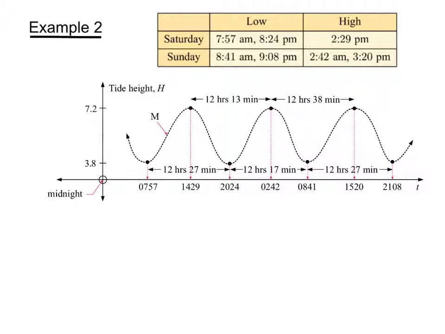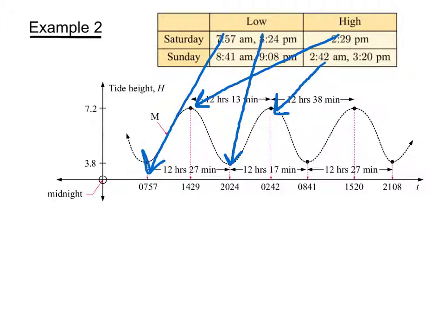So I can plot some data. I know that the first low tide that I'm looking at is 7:57. Okay, so I'm going to plot that one on Saturday. Then I'm going to look at the high tide on Saturday, the first high tide, which is at 2:29 p.m. So I plot that point there. Then the next low tide on Saturday, which is 8:24 p.m. And the first high tide, which is going to be on Sunday morning, 2:42, 8:41, 3:20 p.m., 9:08 p.m.